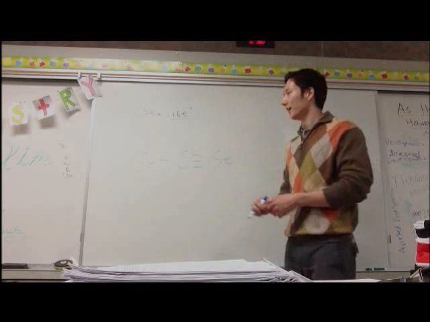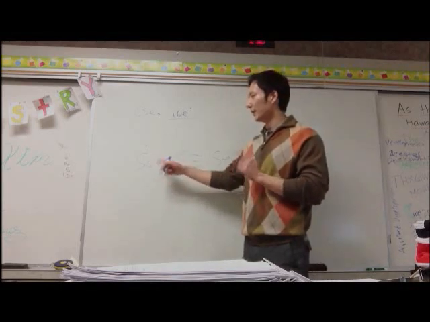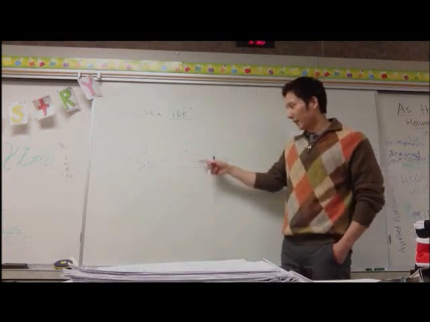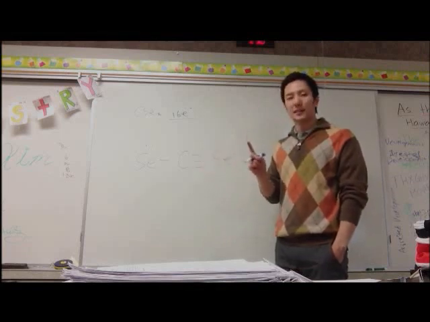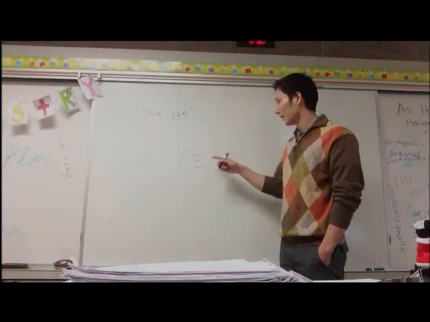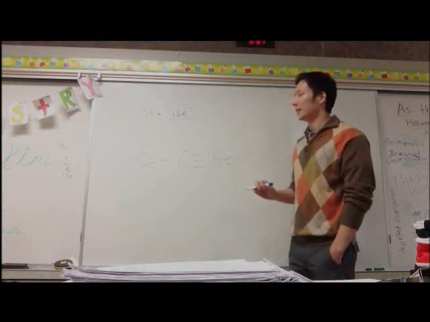So take a look at this, you guys. This bond means that there's 1 electron from selenium, 1 from carbon. These 3 bonds over here, each one of these bonds, 1 bond is for selenium, 1 bond is for carbon. Okay? And these 2 belong to selenium. Now, take a look at this, you guys.